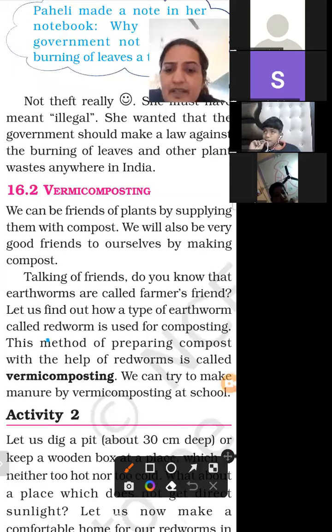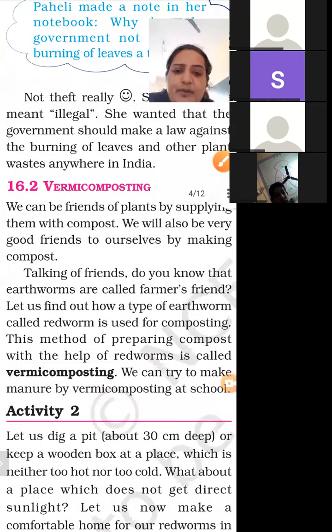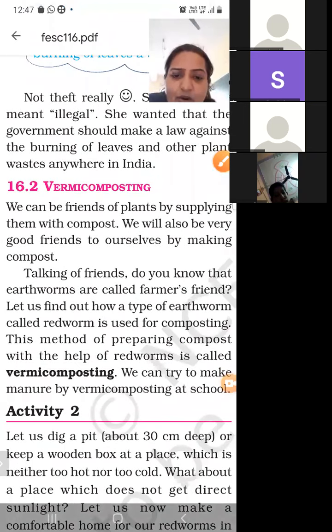So red worm, it is a type of earthworm. It is used for making compost. Agar hum red worm ki help se compost ko banate hain, this process is called vermicomposting. So what do you mean by vermicomposting? So the method of preparing compost with red worms is called vermicomposting.